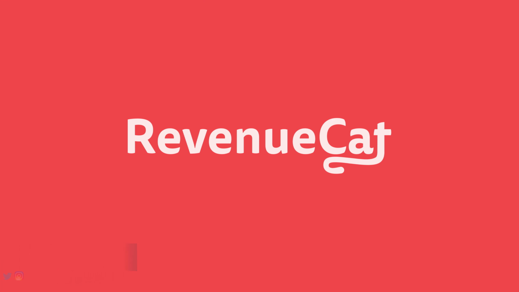This is the 5th lesson in the RevenueCat series. If you missed the previous lessons, please check out the playlist up there. And here's where we are in our 7-step process.